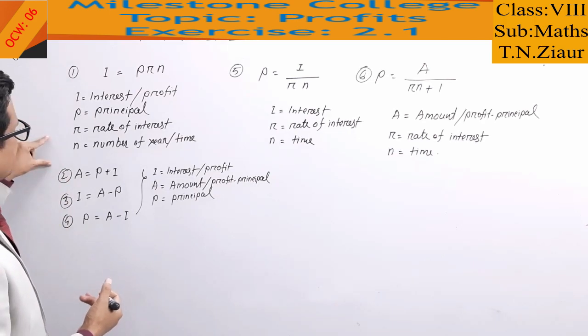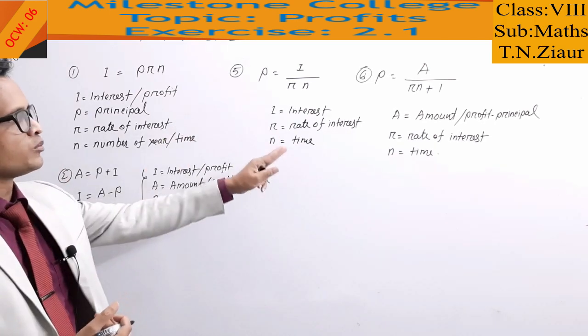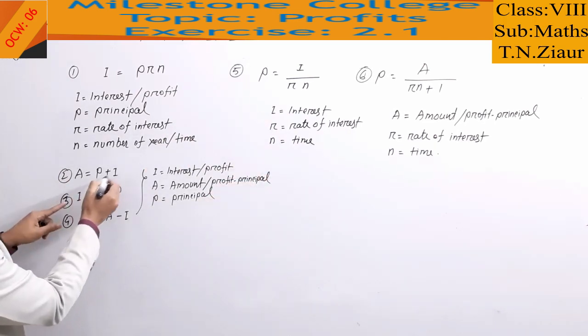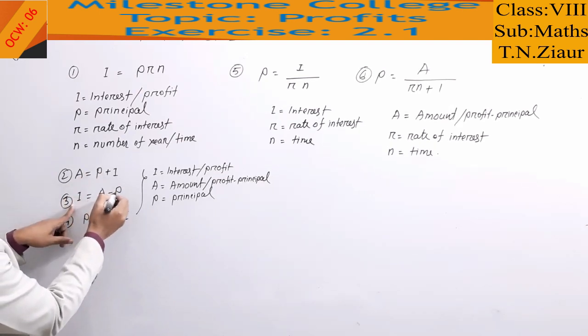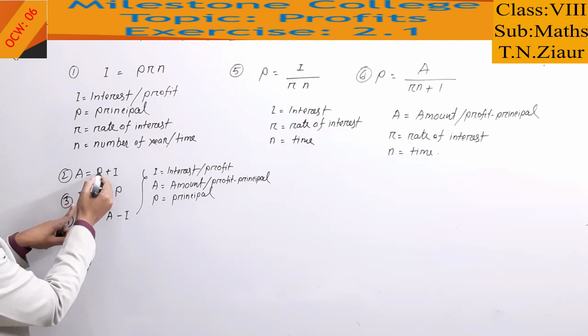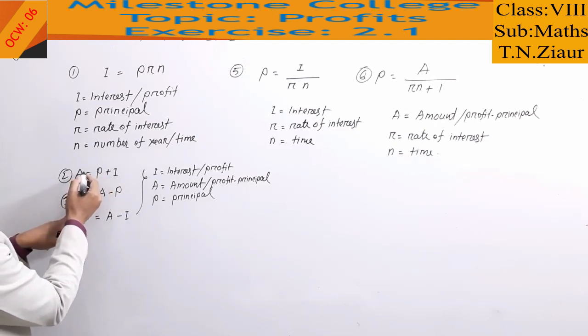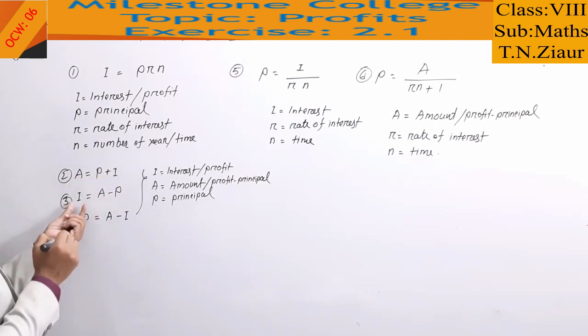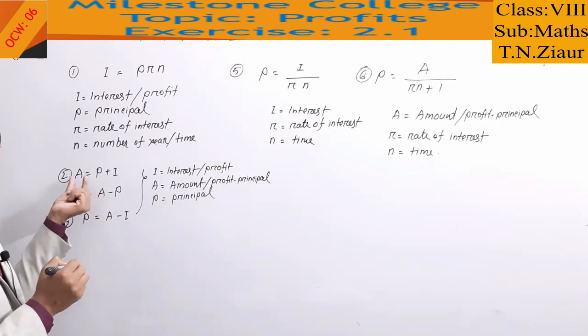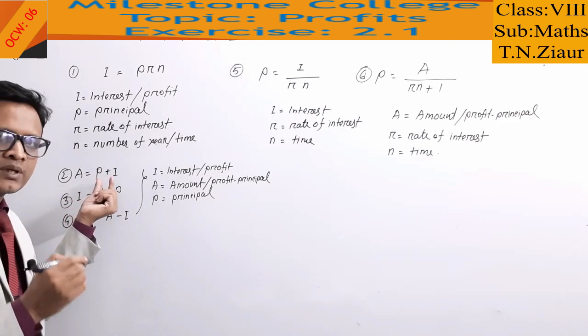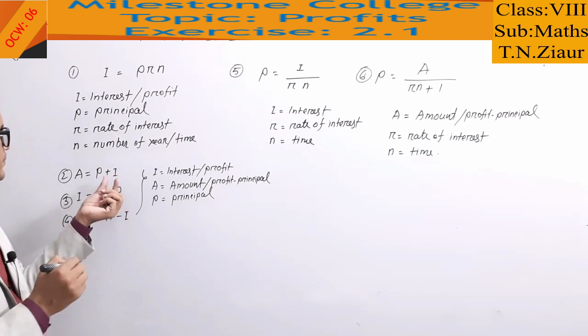So from this one we have written other formulas. If I take P to the left side, then it will be minus. So I is equal to A minus P and P is equal to A minus I. That means amount is equal to principal plus interest.